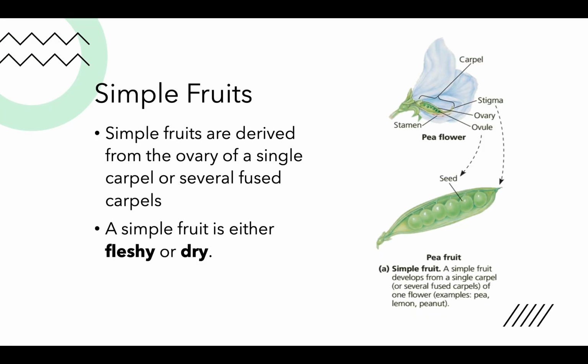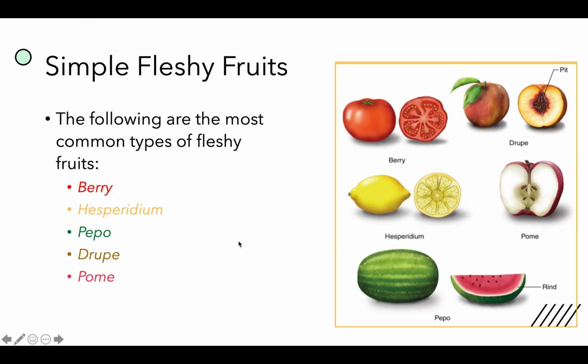Simple fruits are derived from the ovary of a single carpel or several fused carpels. In this example, the pea flower consists of one carpel consisting of the stigma, a style, and a single ovary containing many ovules. Thus, as it matures, it develops into a fruit that has a lot of seeds. In addition, a simple fruit is either fleshy or dry. Now let's look at simple fleshy fruits.